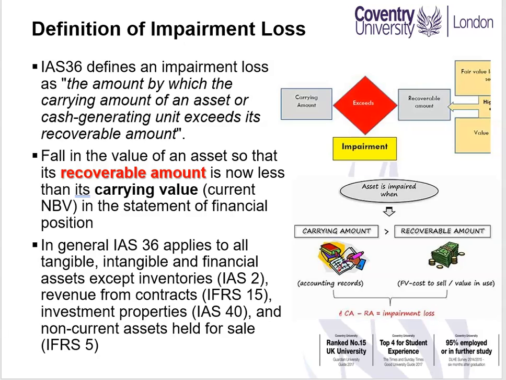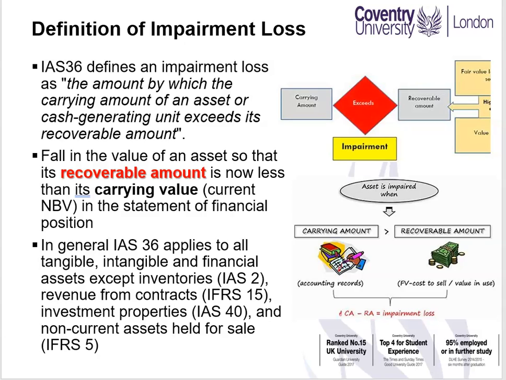So first, let's consider some definition. What is an impairment loss? IAS 36 defines an impairment loss as the amount by which the carrying amount of an asset or the cash generating unit exceeds its recoverable amount. Well, it's a very simple concept.